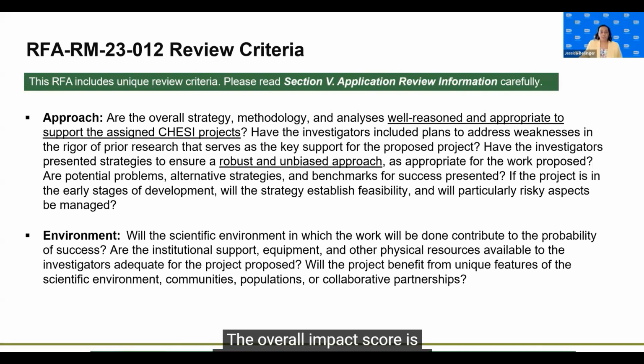The overall impact score is based on the criterion scores, again, using the NIH scoring scale of 1 through 9. Additional review criteria will be evaluated as appropriate, such as the study timeline for applications involving clinical trials and the protections for human subjects. But reviewers will not give separate scores for these additional items. Next slide.